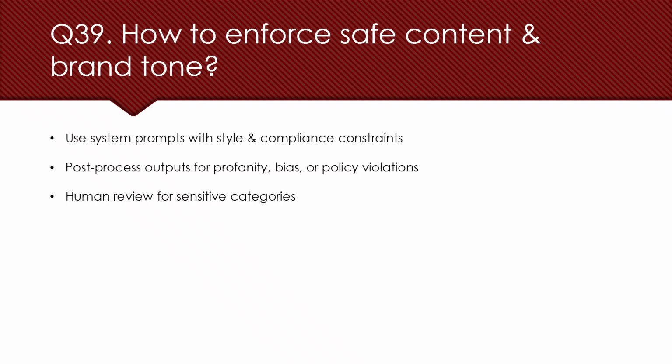Question number 39. How to enforce safe content and brand tone? We should use system prompts with style and compliance constraints. What I mean by that, when we say system prompts, it will be set brand-wise and include explicit instructions about brand content and compliance requirements. Once the model outputs, it will apply automated filters for profanity, hate speech, or other policy violations, right? And it will also route flagged responses for human review.